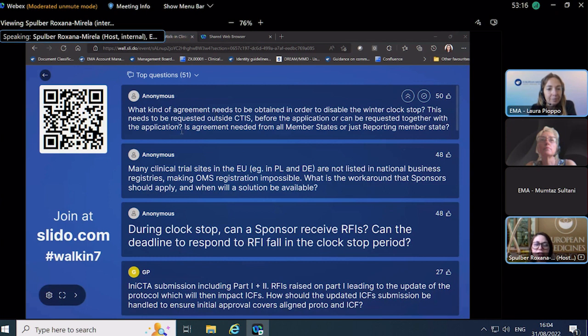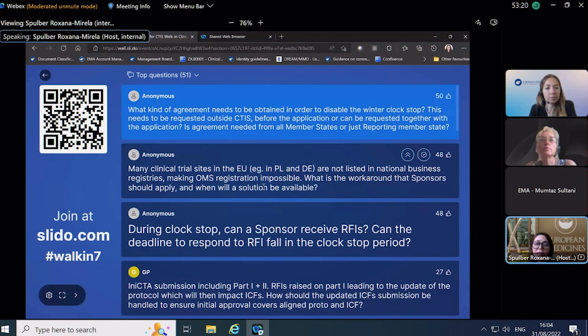The first question that we have is, what kind of agreement needs to be obtained in order to disable the winter clock stop? This needs to be requested outside CTIS before the application, or can it be requested with the application? Is agreement needed from all member states or just reporting member states?